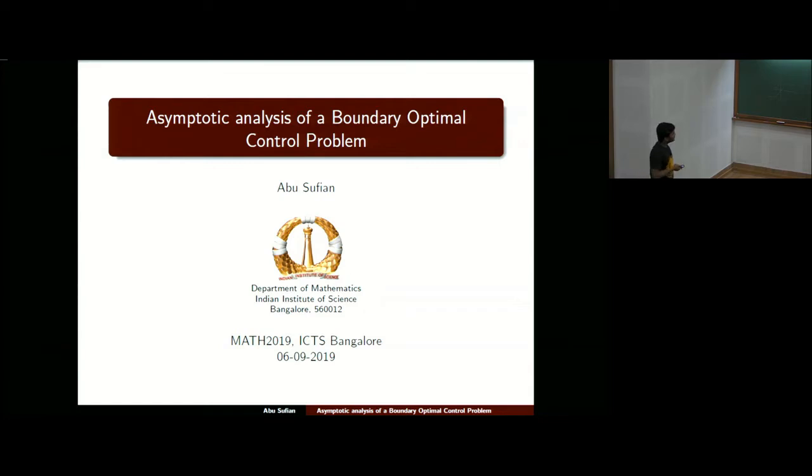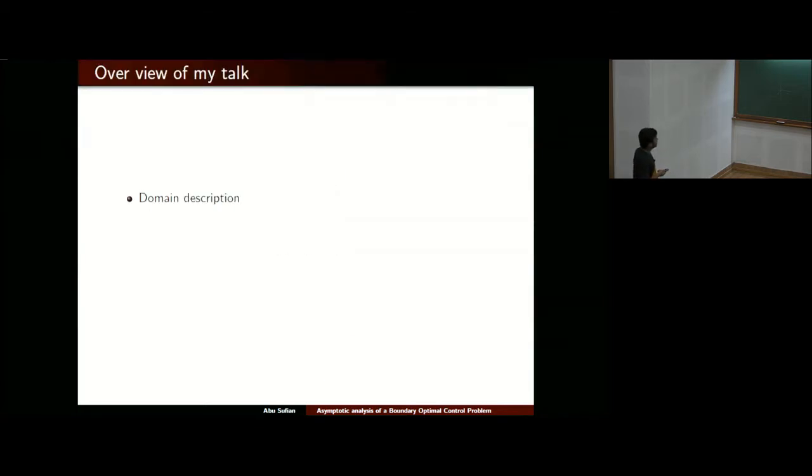So today I'll be talking about asymptotic analysis of a boundary optimal control problem on an oscillating domain. The overview of my talk is: first I'll give the domain description, where we're going to pose our optimal control problem. Then we'll discuss the problem, which is basically a Neumann boundary optimal control problem. Then we'll give the limit problem, which is the homogenized problem. After that, we'll give the convergence result.